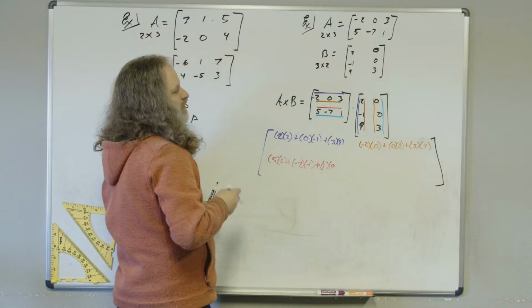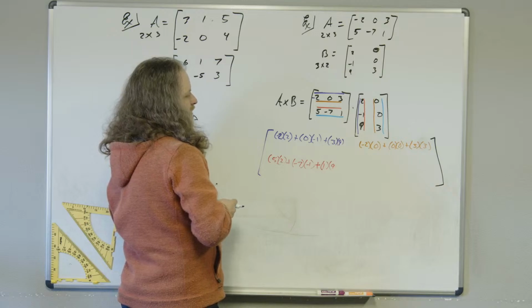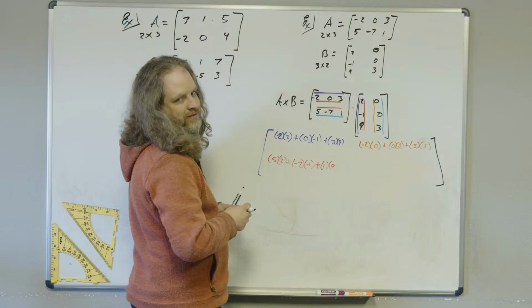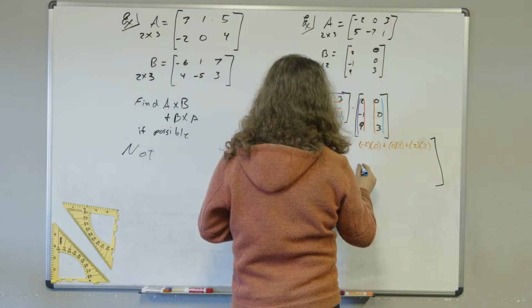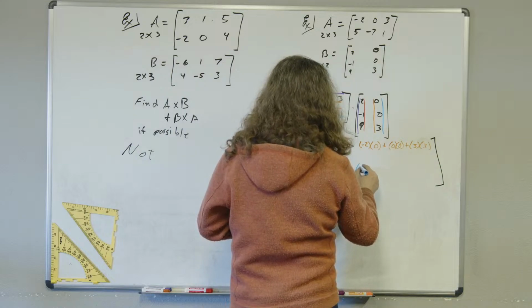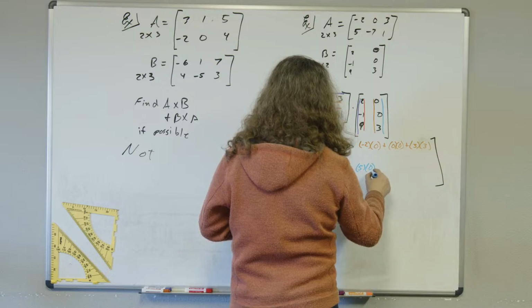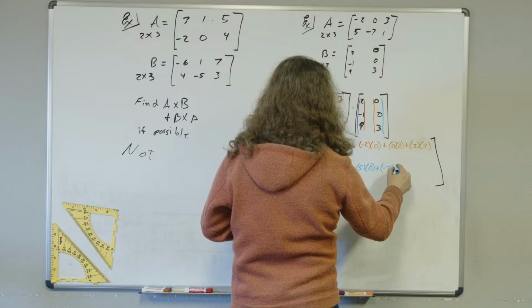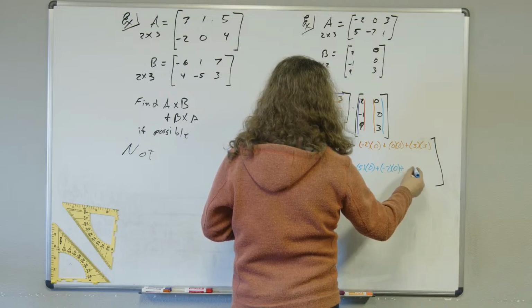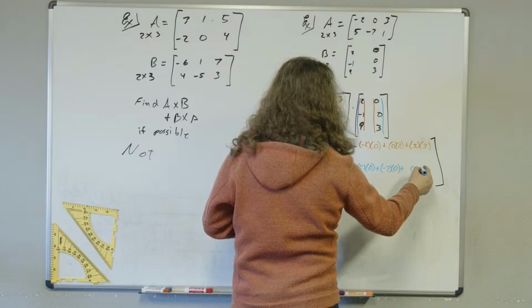Well, after this first one, we won't write down all these. We'll just write down negative 4. Right? That'll at least save us some time and trouble. So 5 times 0 plus negative 7 times 0 plus 1 times 3.